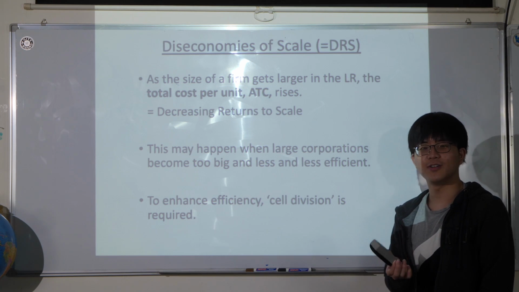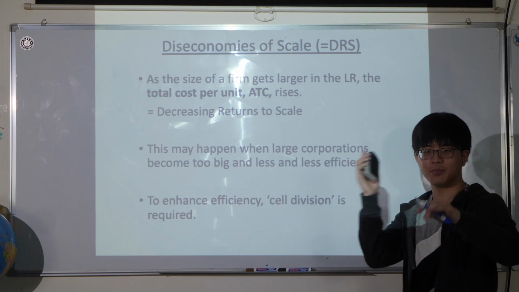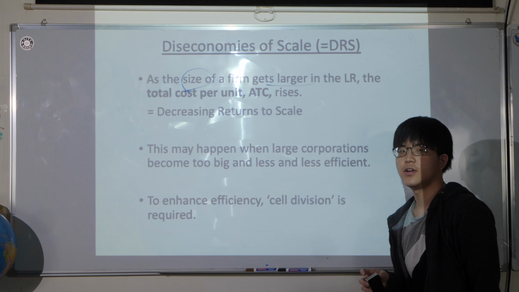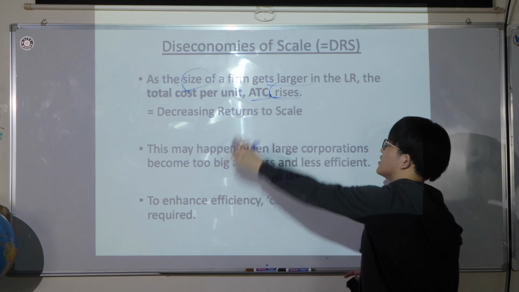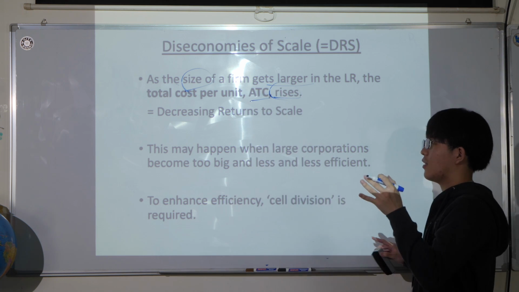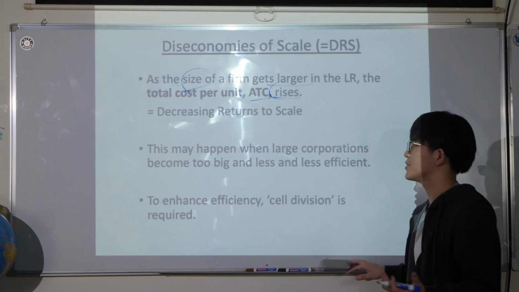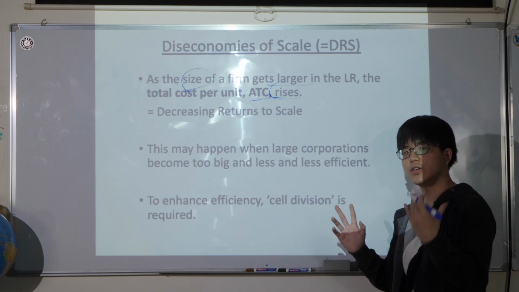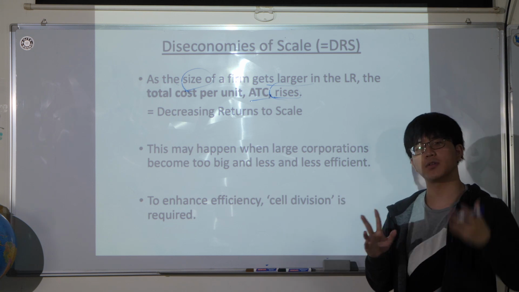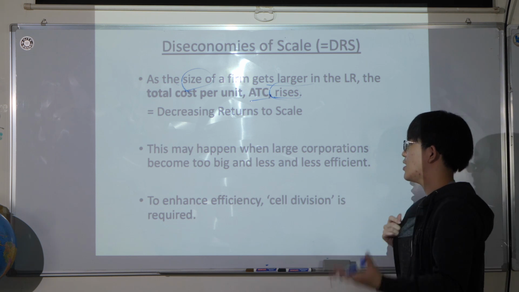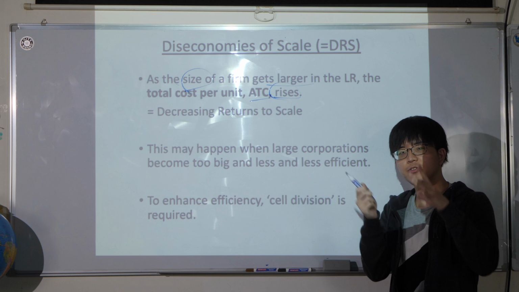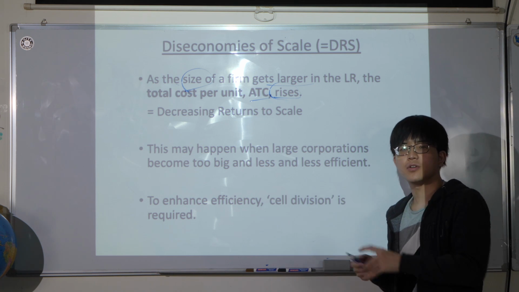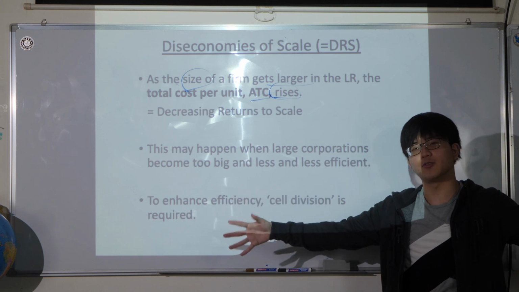As we know, it's similar to economies of scale, but in the opposite direction. So size will increase again. However, ATC will rise. That is not very insightful because you understood economies of scale in a way that when firms get larger, the ATC will decrease. However, there is some problem. If your company is too big, then your efficiency will start to decrease because of the bigness of your company.